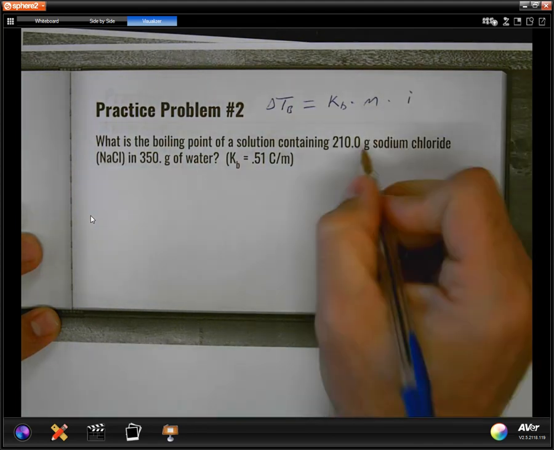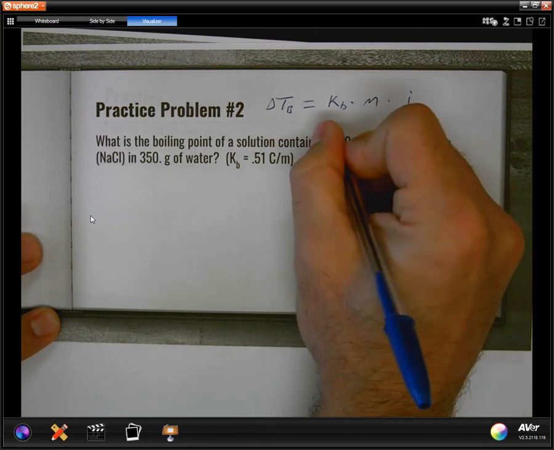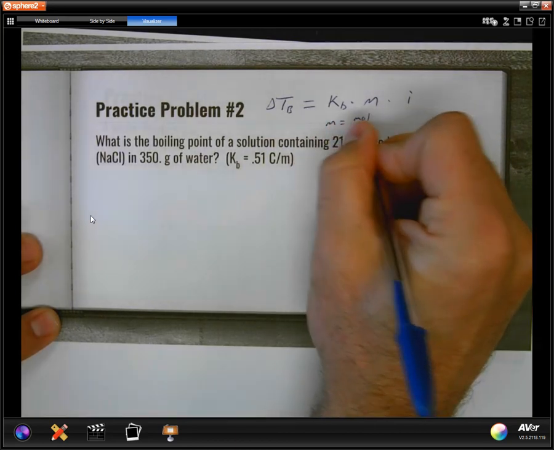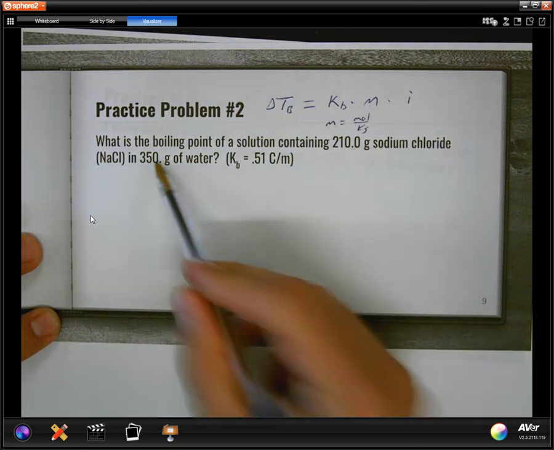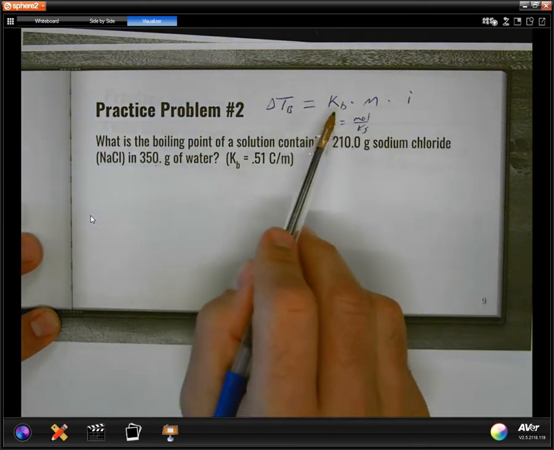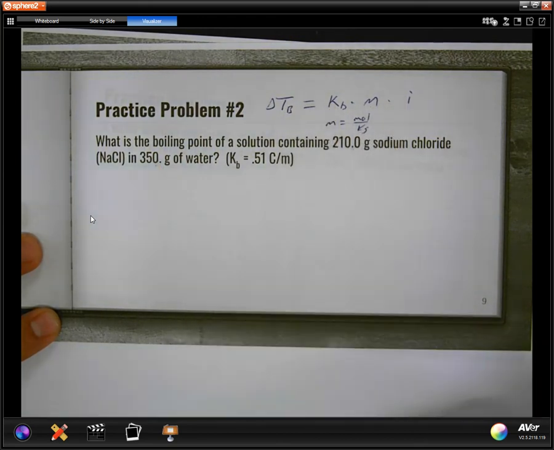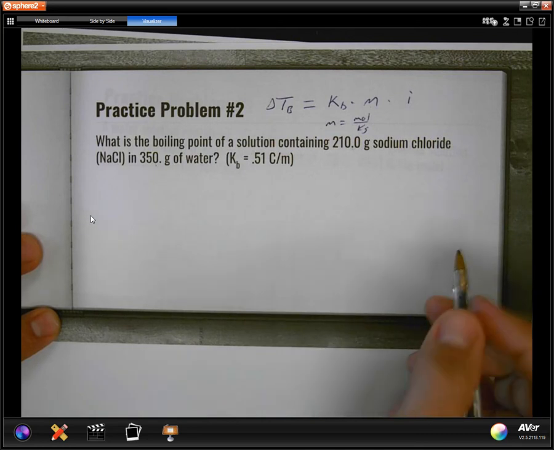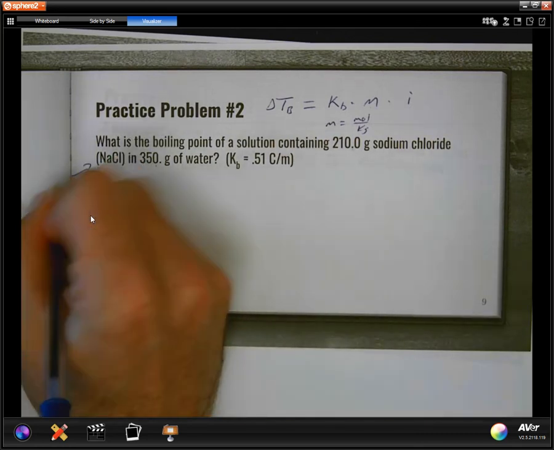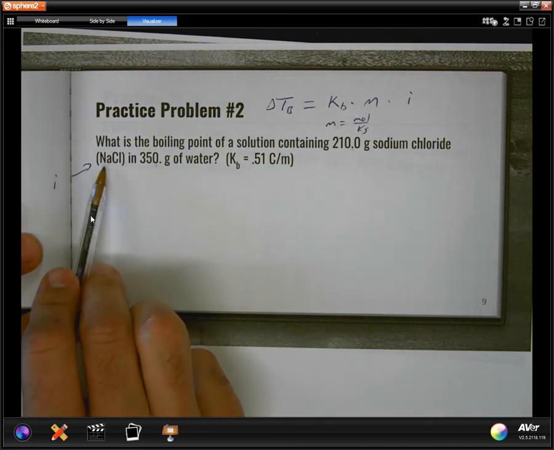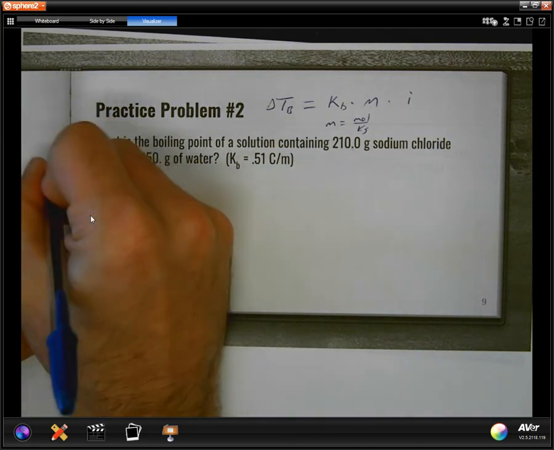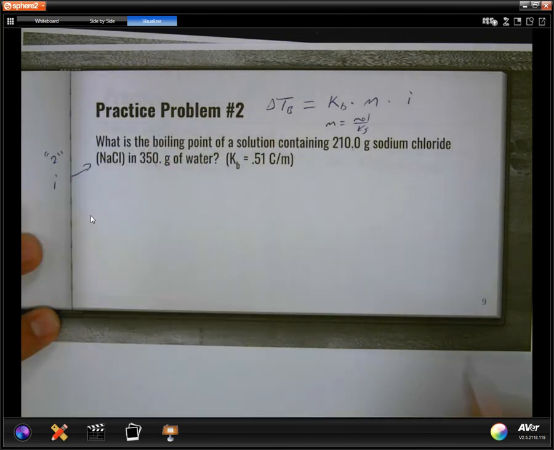So again, since molality is moles over kilograms, I need to do a little stoichiometry and then do a little division. I also see that I need to find my i. So let's get started. First of all, what's my i going to be? Well, based on this, I know it's going to be an ionic compound based on all we learned this year. It's going to break up into 2 things. So here my i will be 2.